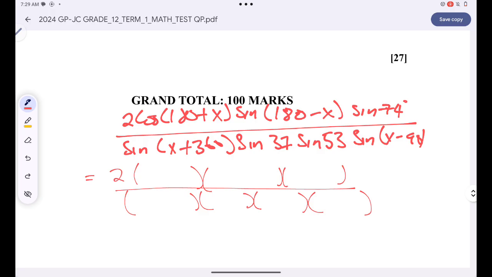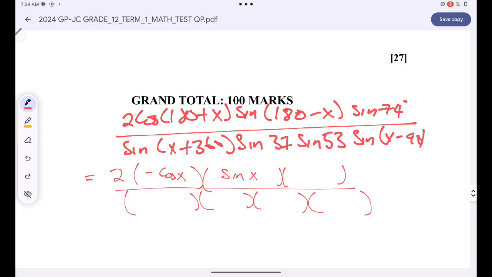Okay, we have 180 plus x. 180 plus x is in the third quadrant. In the third quadrant, I know cos is negative, so I'll simply have negative cos of x. Are you together? And then I have sine 180 minus x. 180 minus x is in the second quadrant. In the second quadrant, sine is positive. I'll simply write sine x over here.